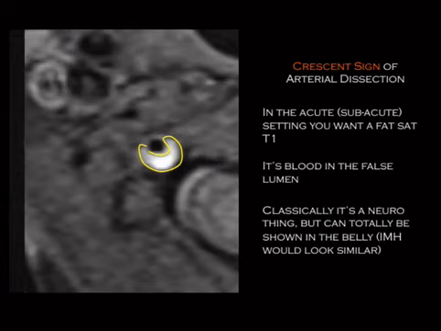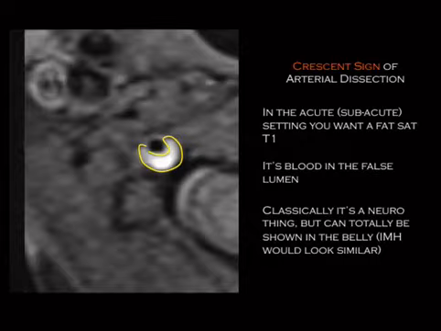This is more of a neuro thing, but I figured this was a good time to at least bring it up since we are talking about dissection. Yes, acute intramural hematoma would look similar because blood looks like blood, but if you Google crescent sign neck dissection, or crescent sign neck or neuro, dissection is going to come up first. So if you see that, think dissection.